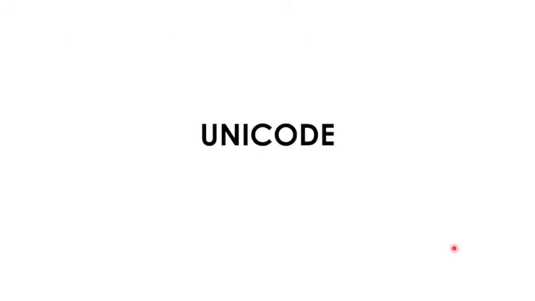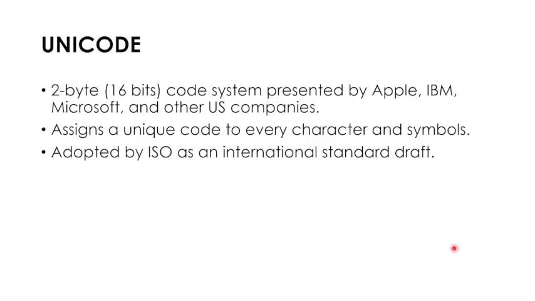Next we have the Unicode. It is a 2-byte or 16-bit code system presented by Apple, IBM, Microsoft, and other US companies. It can be implemented by different character encodings. It also assigns a unique code to every character and symbol. It is adopted by the ISO as an international standard.